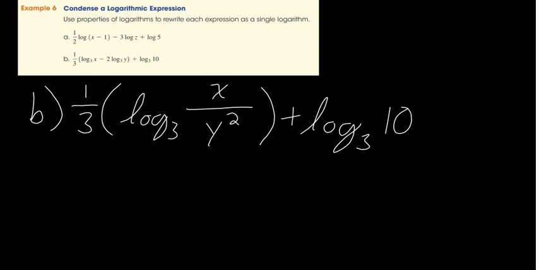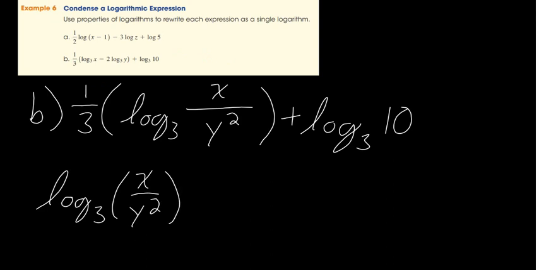The next step is to deal with that 1/3. The 1/3 is going from in front of the log, and it's now going to be placed on our arguments. So we're going to have log base 3 of x over y squared, raised to the 1/3 power. Again, we're taking the cube root of those, and this is going to be plus log base 3 of 10.